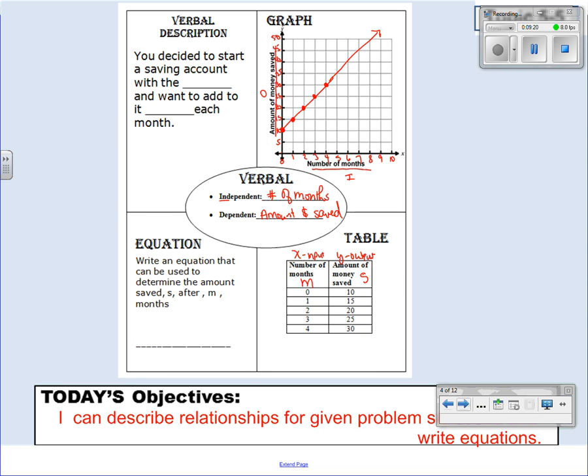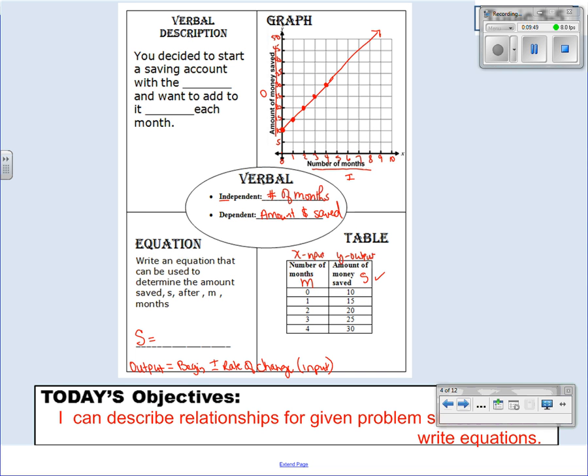When we write our equation, remember it is output is equal to where we begin, and then we may add or subtract from that, and it's the rate of change. So how are your Y values changing times your input? Our output is the letter S. We get that from our table as well as our graph.